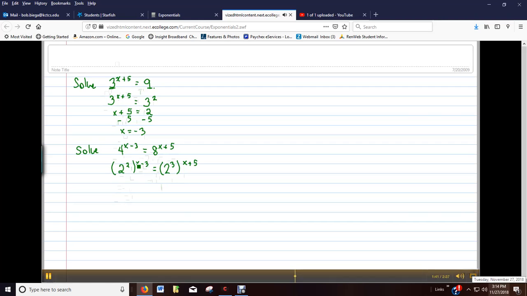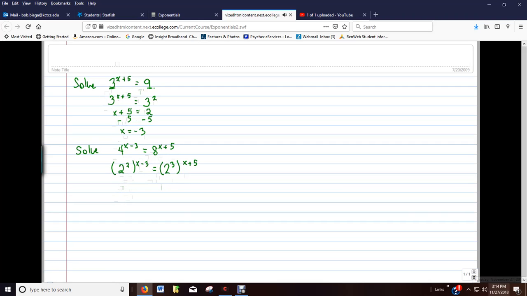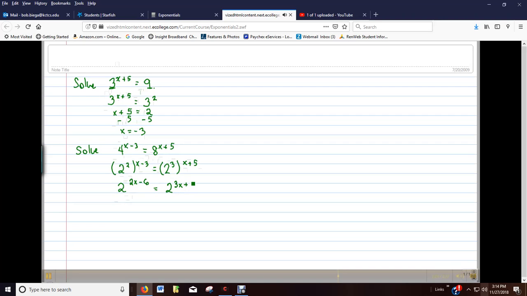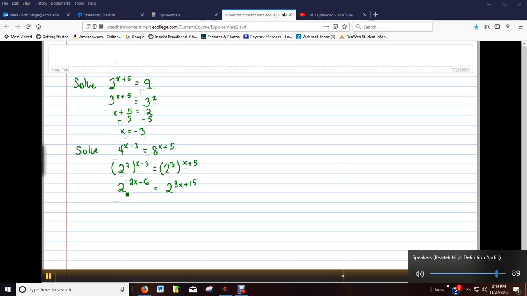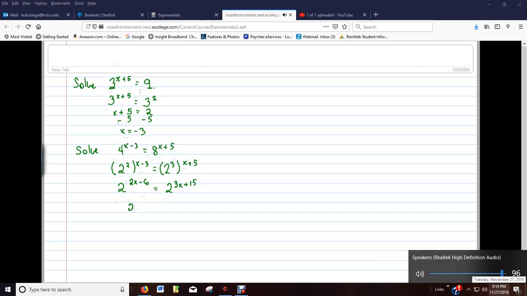We have this 2 raised to the x minus 3 power. All we need to do is multiply it. 2 times x minus 3 is 2x minus 6. And over here on the right, we have this 3 raised to the x plus 5 power, so it's 3 times the x plus 5, 3x plus 15. And now we have a base of 2 on the left, a base of 2 on the right. The two exponents have to be equal to one another.